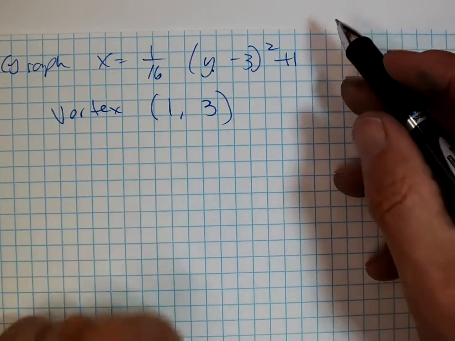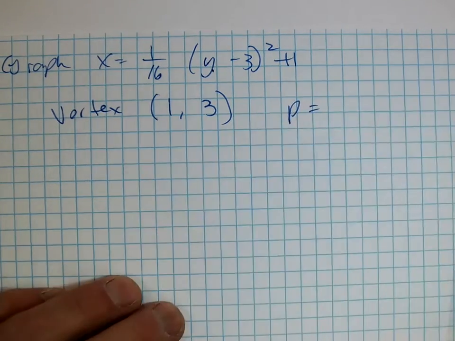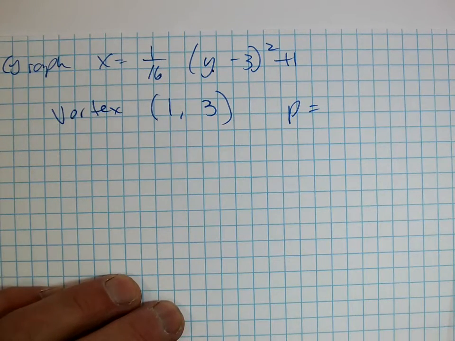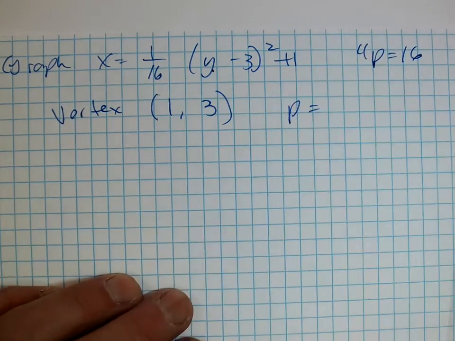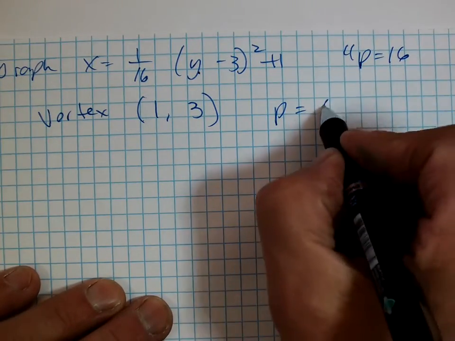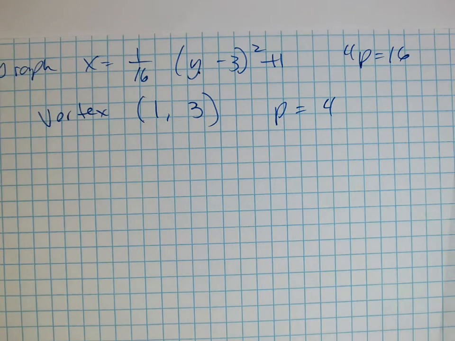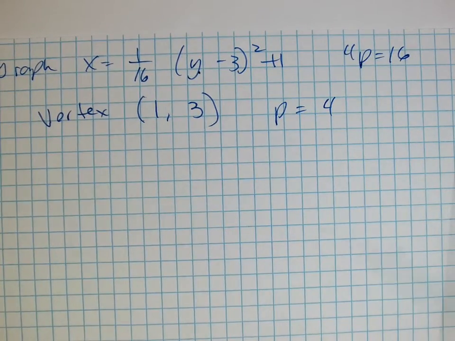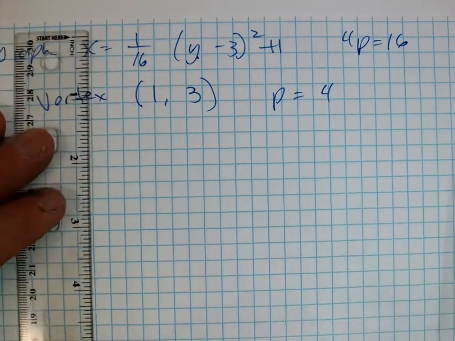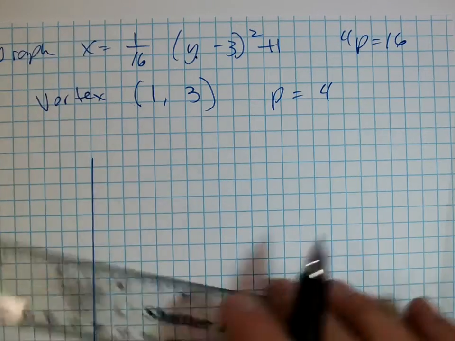So there's my vertex. What is p? It was 1/16. That's 1 over 4p, so 4p is 16. Oh, so it's 4, right? It's 4. You guys got it? Okay. So then if I'm going to graph this, grab a ruler, and I'm going to go ahead and put this in. All right, like that.